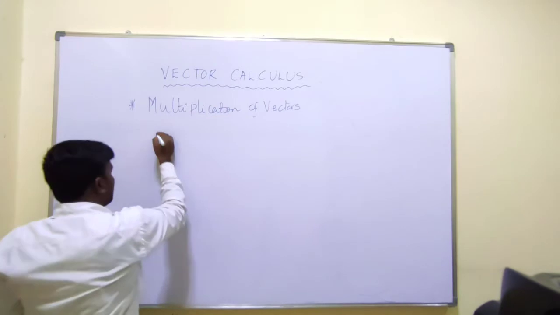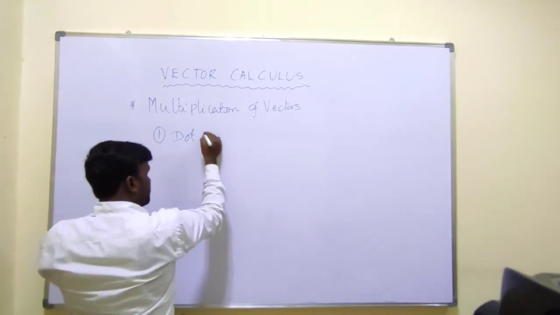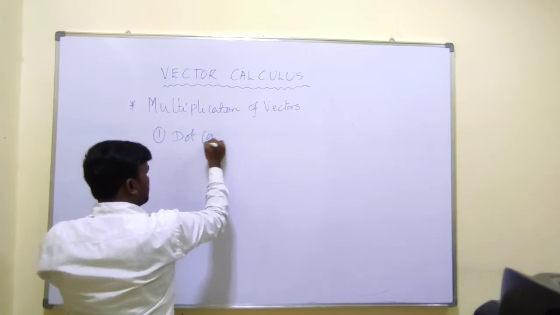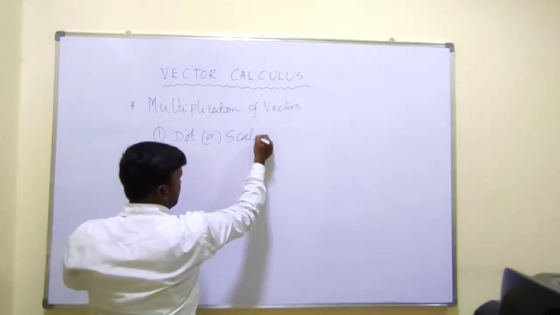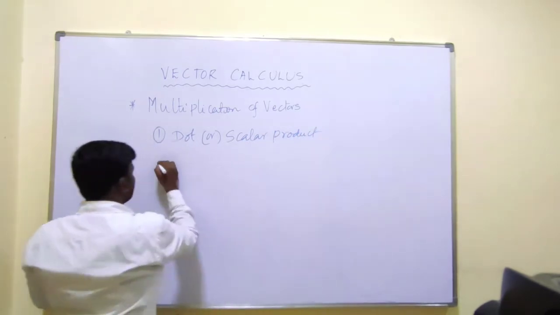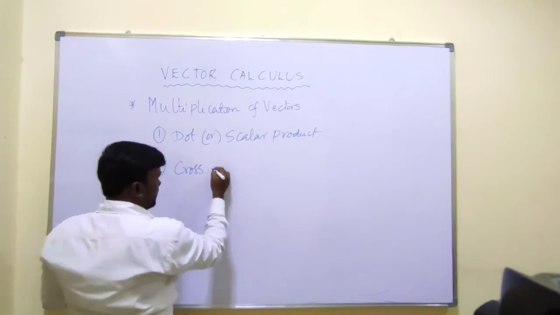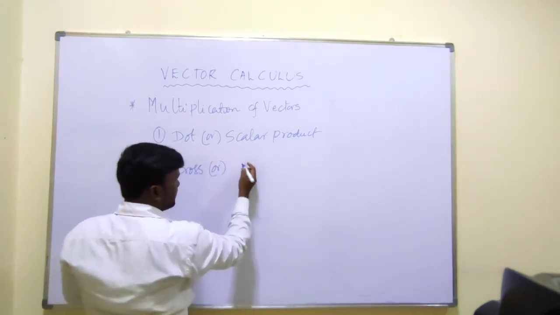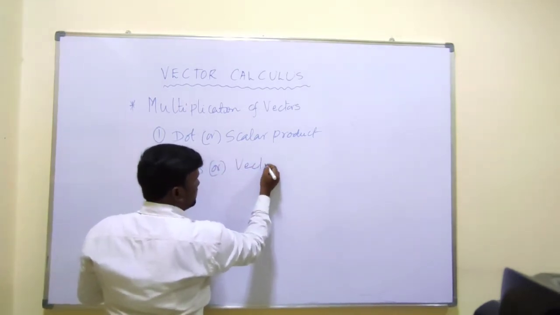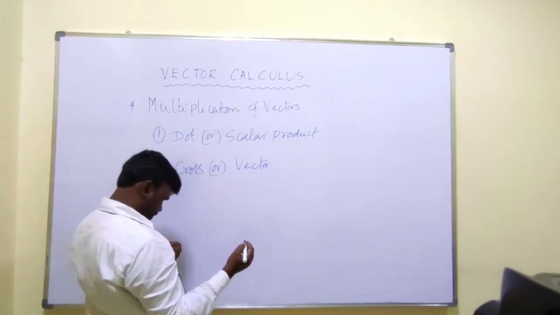We have two types of multiplication. One is what? Dot product, or scalar product. And another one is cross product, or vector product.